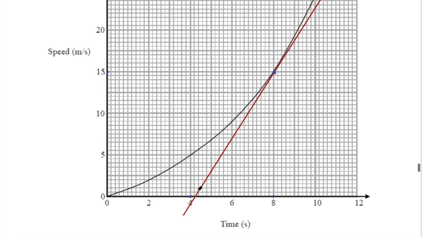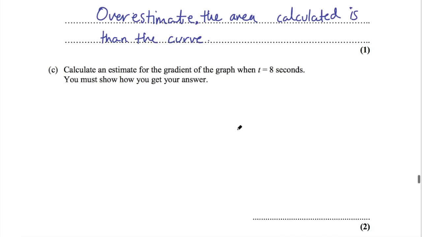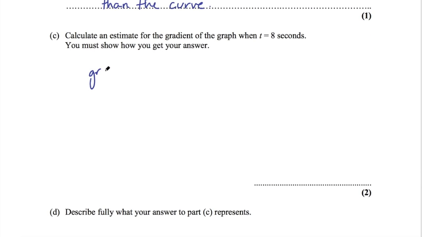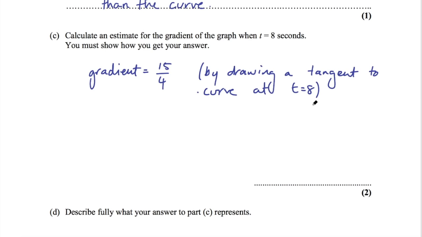So I can read my rise and my run for the gradient. My rise there is 15, and the run is 4 to 8, so the run there is 4. So I can say the gradient of that line is 15 over 4. So gradient equals 15 over 4 by drawing a tangent to the curve at t equals 8. And this can simplify to 3 3/4, or 3.75, however you want to write your answer.